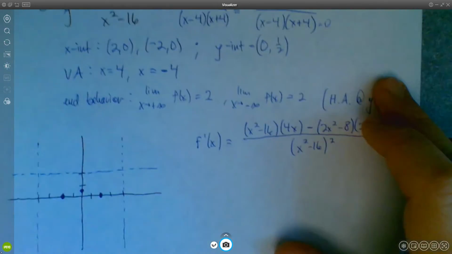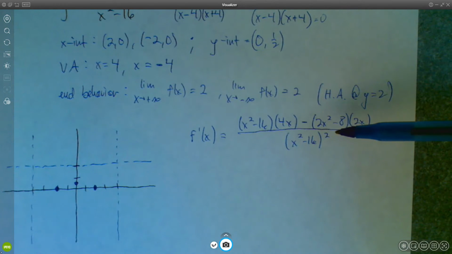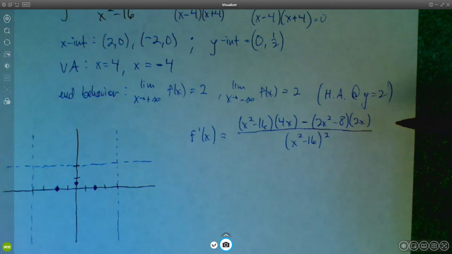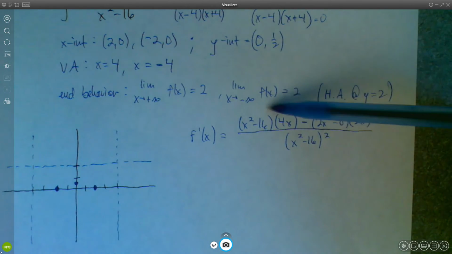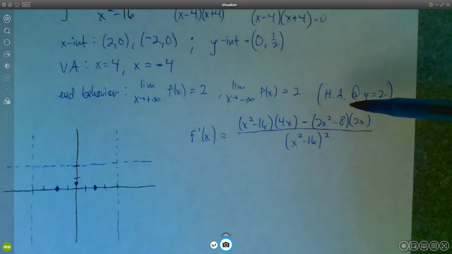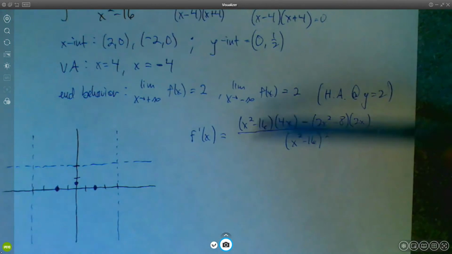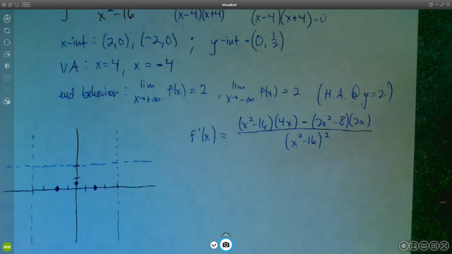All right. So that's interesting. A couple of things. As far as finding critical points is concerned, you're going to get critical points whenever the derivative is undefined, so wherever the function is not differentiable. And you're also going to have critical points wherever the derivative is equal to 0. So we want to set this equal to 0 and solve for x.